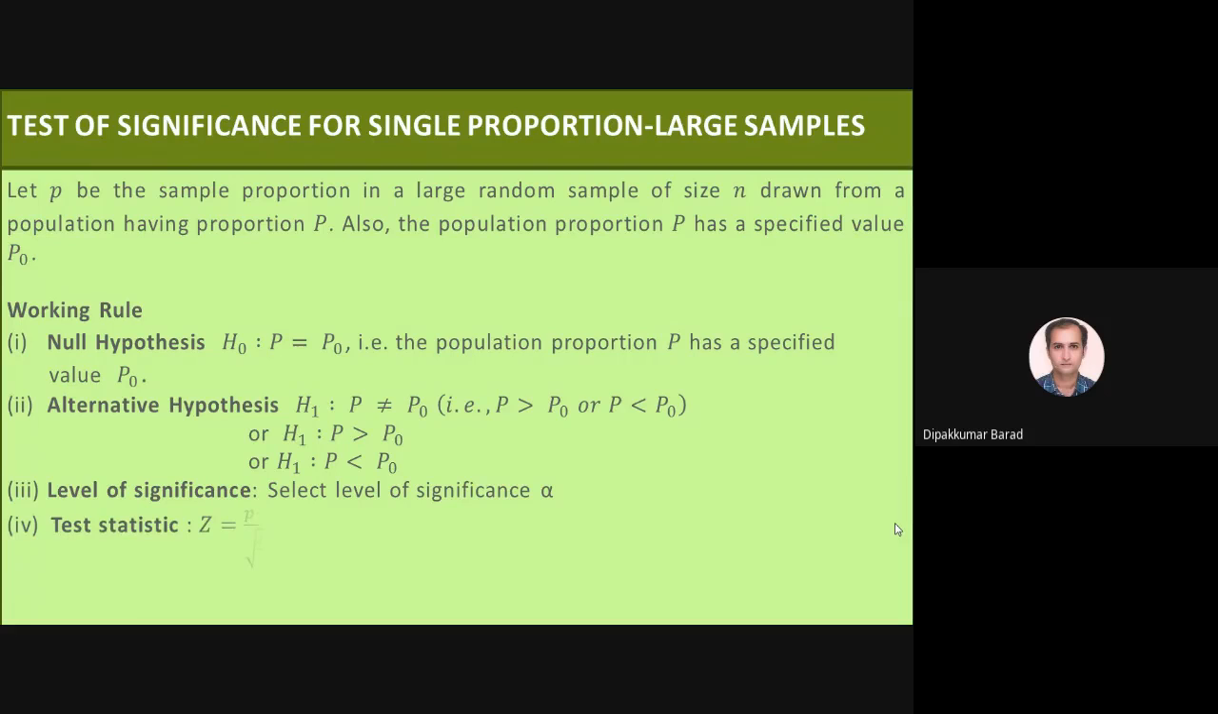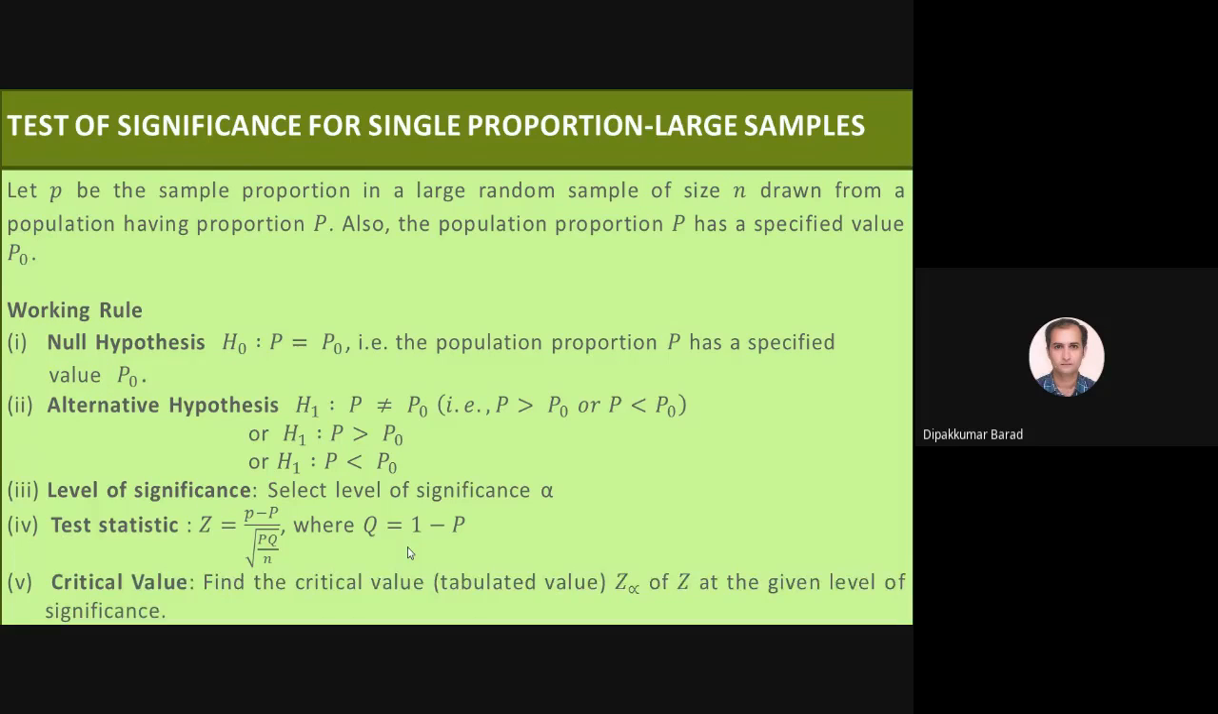Okay, and the test statistic. Here we have to calculate this Z. You have a normal distribution for a large sample test. So we calculate Z using this formula: small p minus capital P upon the square root of PQ by n, where Q is nothing but 1 minus P. Once we calculate this z, we have to compare it with z alpha, which we get from the table, as we have already seen in the previous session.